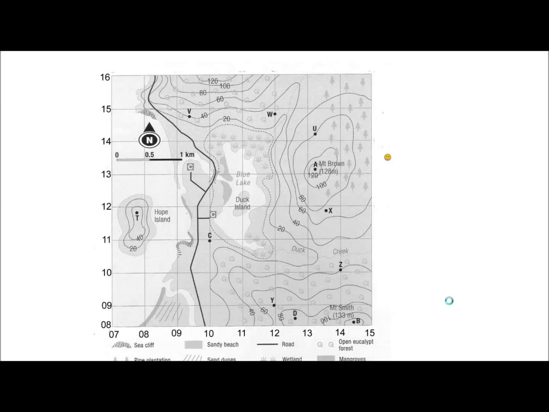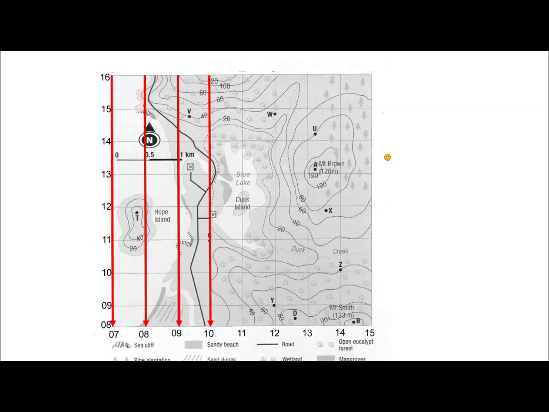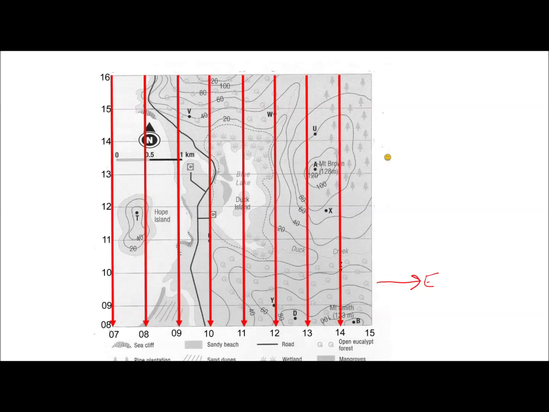Now as you can see, we've got up and down lines and we've got across lines, and down the bottom is 07, 08, 09. All that line is 09, and that next one is 10, that coordinate. Now have a look what direction these numbers are going up towards. They are moving up towards the east. Because they're moving up towards the east, they are known as Eastings.